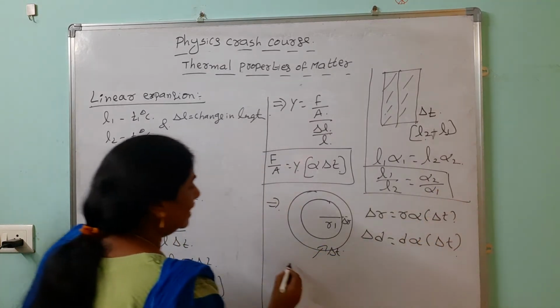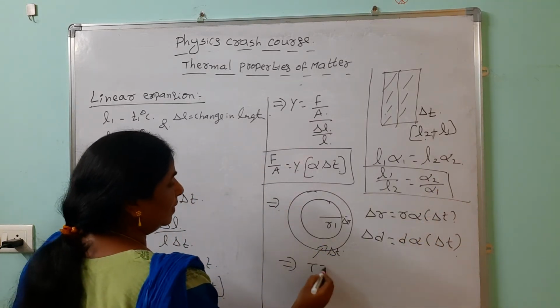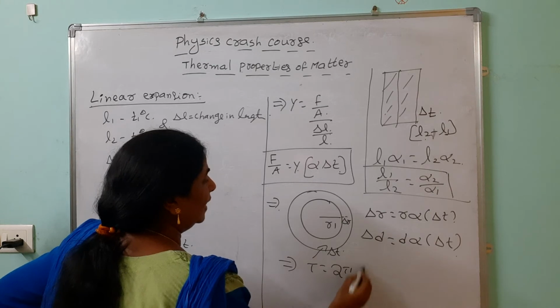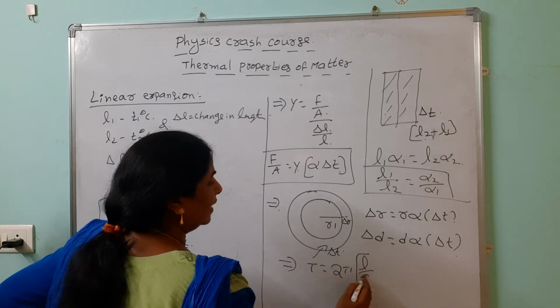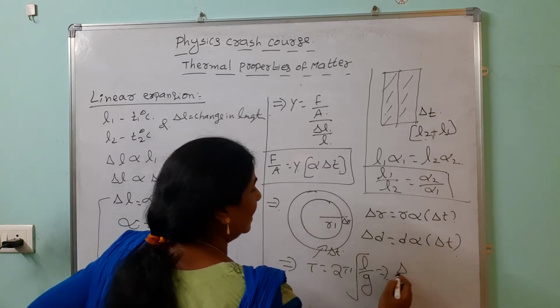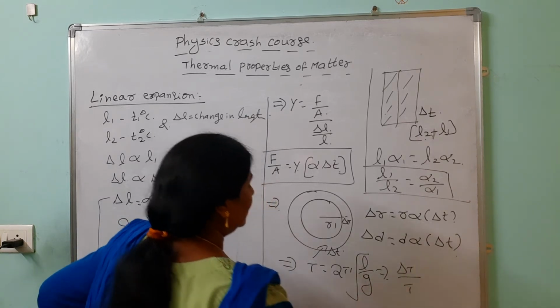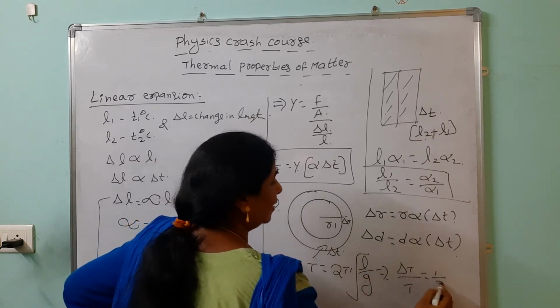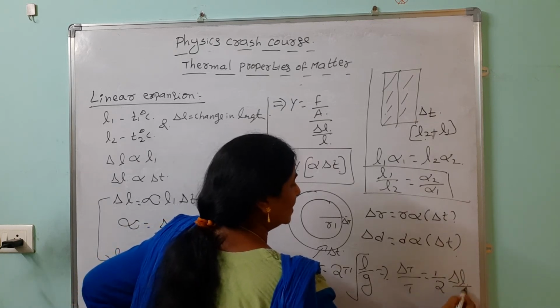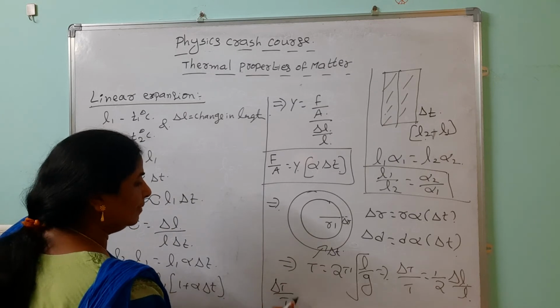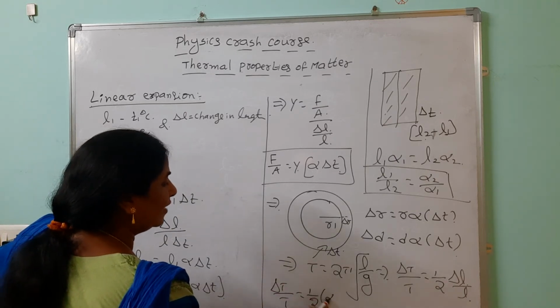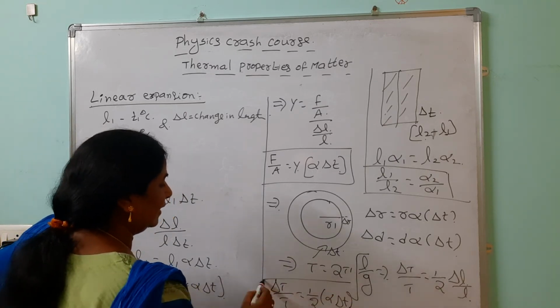Not only this one, in the case of clocks, you know the time period formula: 2 pi into under root L by g. From this, what are we writing? Delta T by T equals, when g is constant, 1 by 2 into delta L by L, the percentage error. Then instead of delta L by L, we simply take 1 by 2 into alpha into change in temperature.